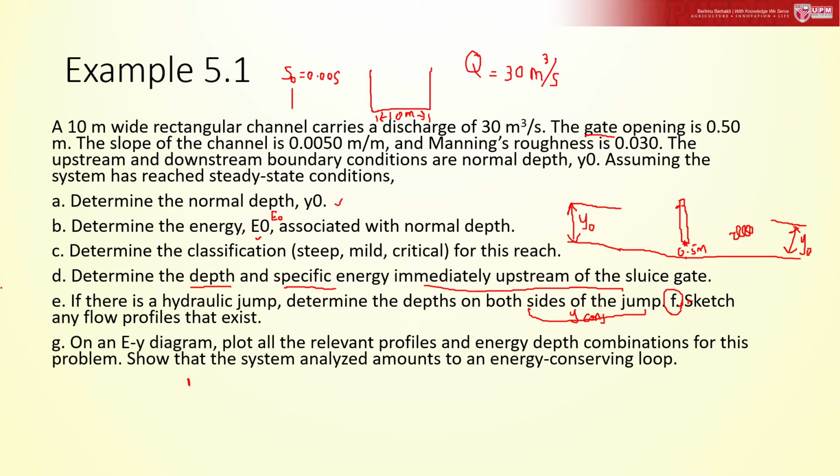Sketch any flow profiles that exist. So we have to sketch the flow profile. And finally, question G. On an E-y diagram, plot all the relevant profiles and energy depth combinations for this problem. Show that the system analyzed amounts to an energy conserving loop. So actually this example is given from the textbook. You can also follow the step-by-step solution from the textbook, but I will explain also to you in this video.